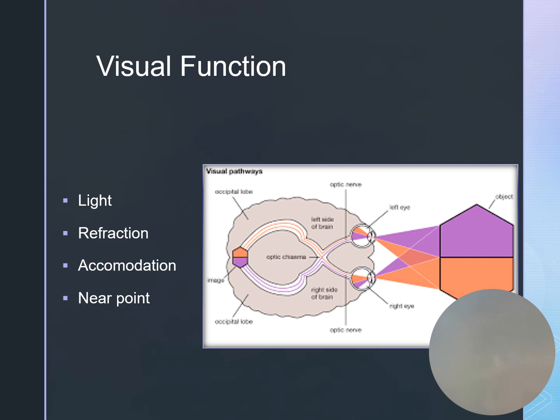For visual function, light is going to enter the eye and then it's transmitted by nerve signals that are interpreted in the cerebral cortex. Refraction is the bending and slowing of those light rays that enter the eye onto the retina, where those rods and cones will then send the image to the visual cortex for interpretation. Accommodation is the lens changing shape to focus on an image, which helps allow near and far vision. Near point would be the closest point that a person can clearly focus.